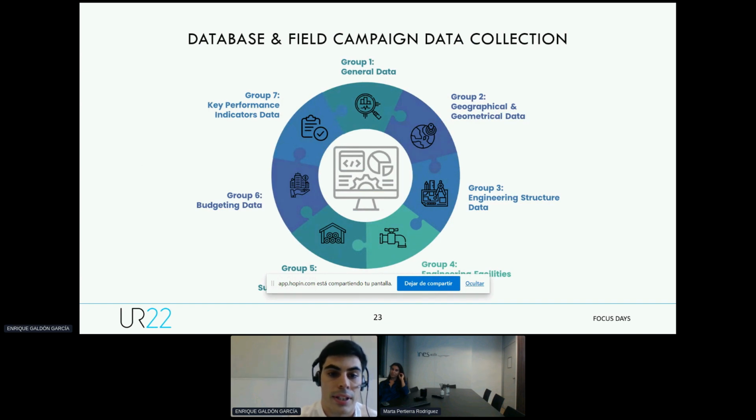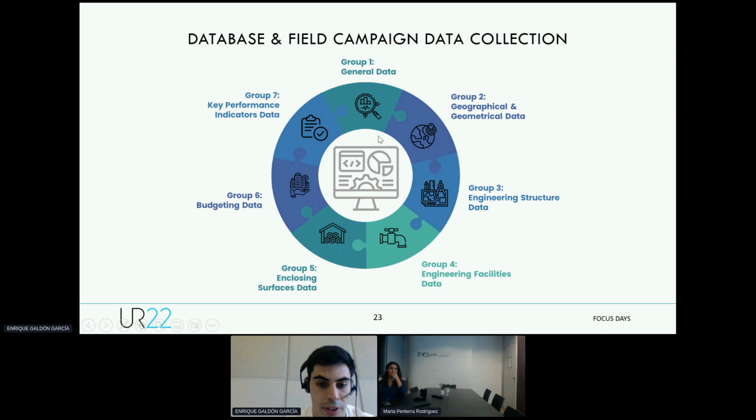Well, in the database, we collect different kinds of information. We have general data like the name of the building and the typology of the buildings. Also, we have geographical and geometrical data like GPS information. Also, we have engineering and structural data. Also, we have engineering facility data, including surface data, the budgeting data, and of course, the key performance indicators that help us to prioritize the maintenance activities.